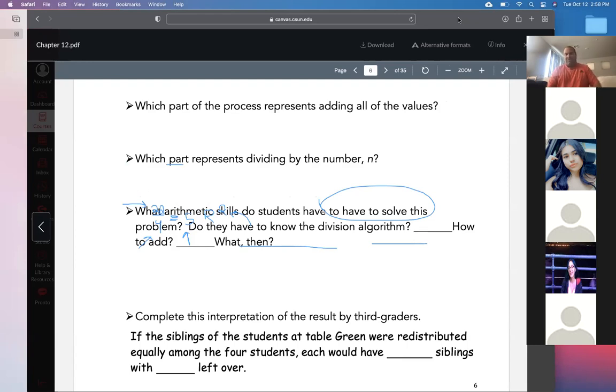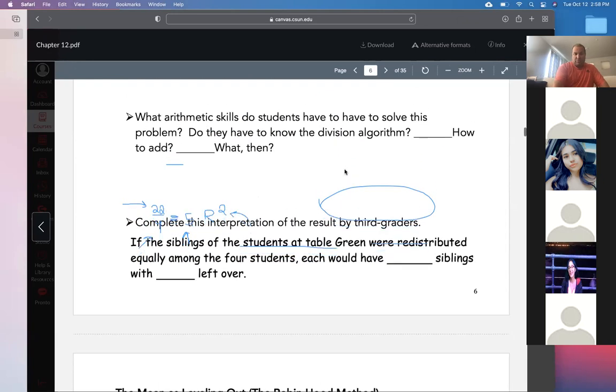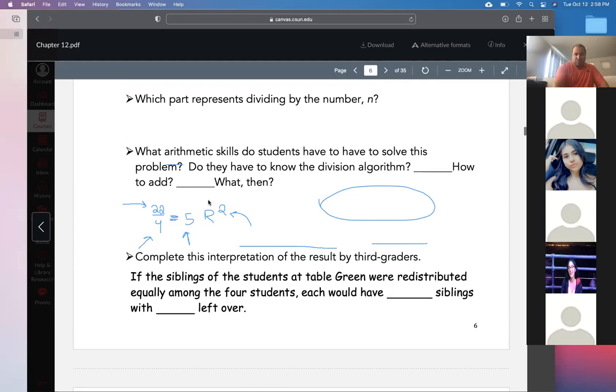So if the siblings of the students at table green were redistributed equally among the 4 students, each would have blank siblings with blank left over. What are those 2 numbers? 5 with 2 left over. It's just repeating what we said earlier.